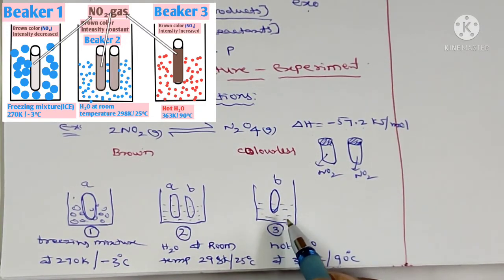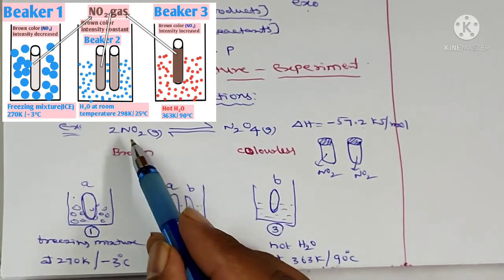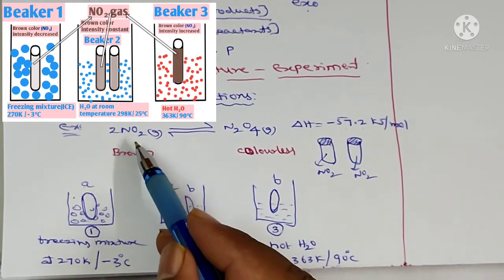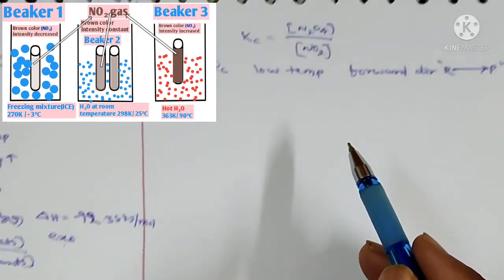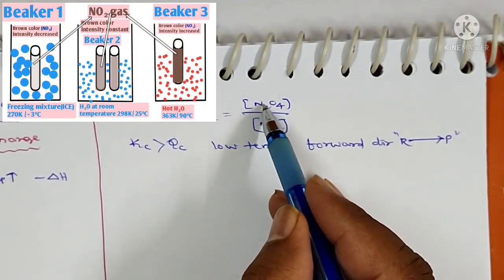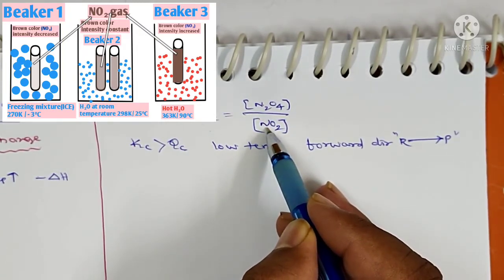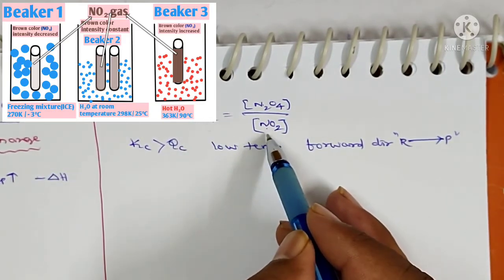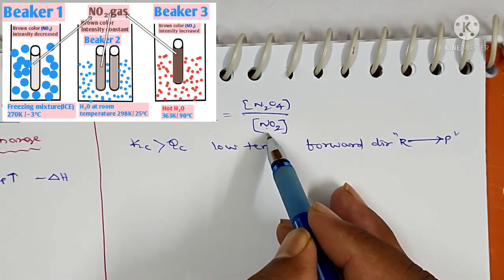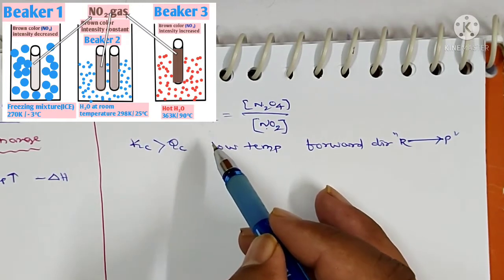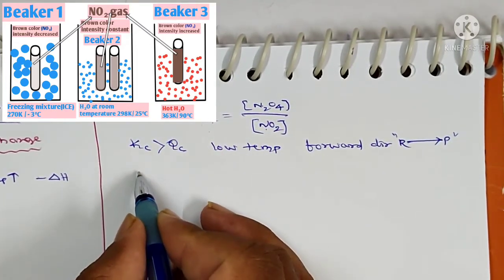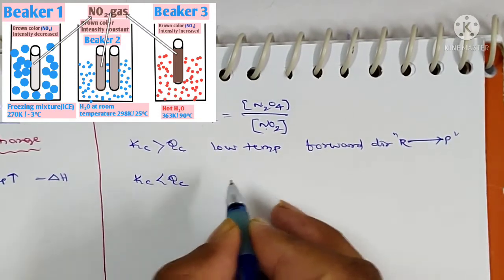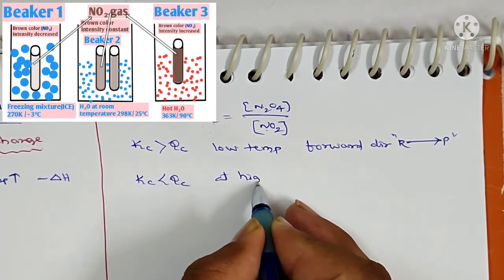In beaker 3, intensity of brown color increases, means the concentration of NO2 gas increases, means reactants concentration increases. If we come to the equilibrium constant, Kc is equal to products concentration divided by reactants concentration. In beaker 3, reactants concentration increases, means the Kc value decreases, because the denominator value increases. So in beaker 3, means at high temperature, the Kc is less than Qc.